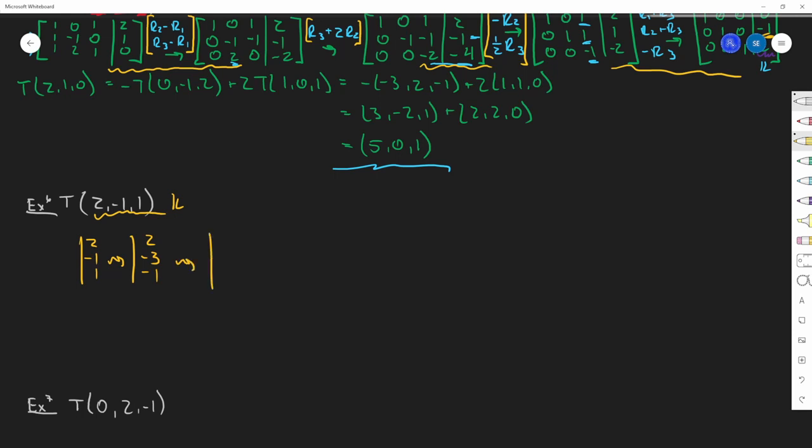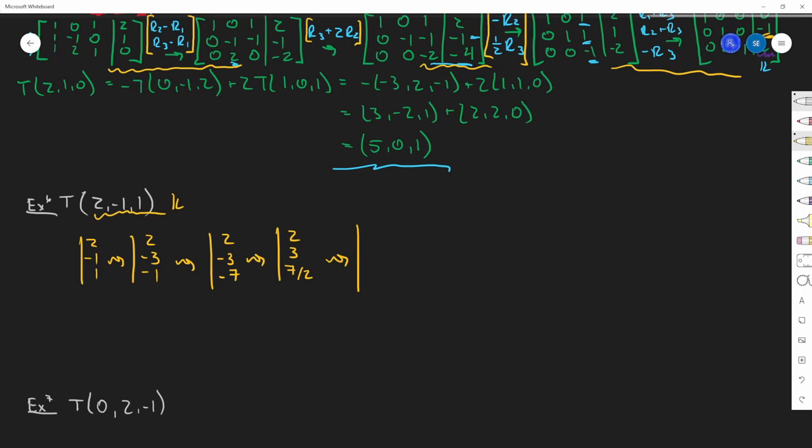Cool. Now the next one is we add twice the second row to the third row. So the first two remain the same, and then this would be -1 plus 2 times -3, which would be -6. So we have -1 minus 6, which would be -7. And then we take the negative of the second one and half the third one. So this would be 3, and then this would be 7 halves.